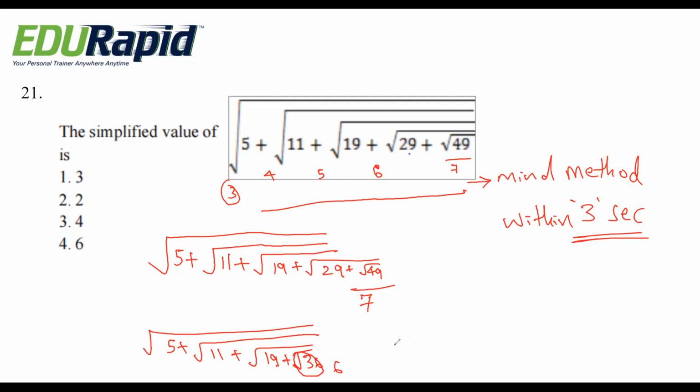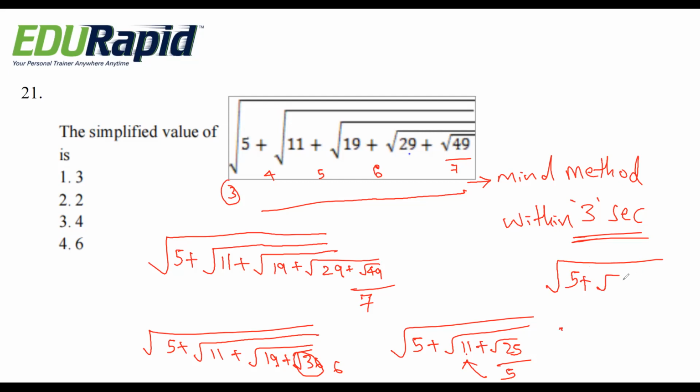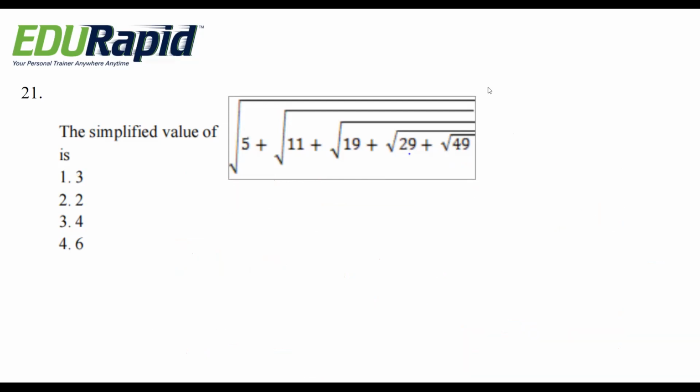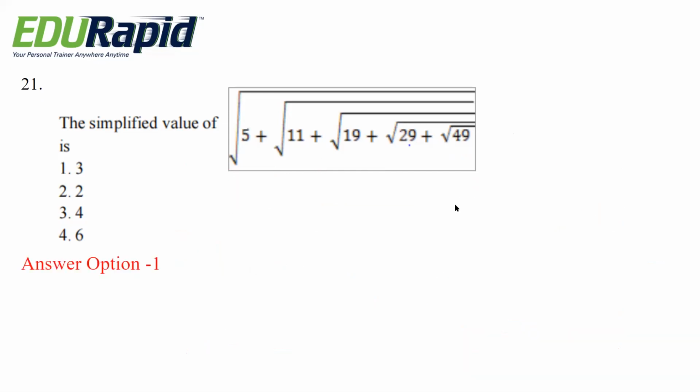19 plus 6 is 25. Square root of 25 becomes 5. 5 plus 11 is 16. Square root of 16 is 4. 5 plus 4 is 9. So square root of 9 becomes 3. Option 1. So you need not write anything like this. Just by doing this mind calculation, you can answer. Option 1, 3 is the right answer.